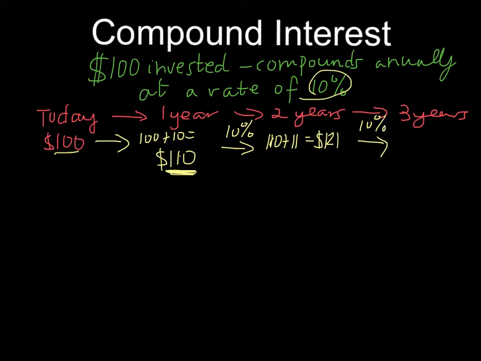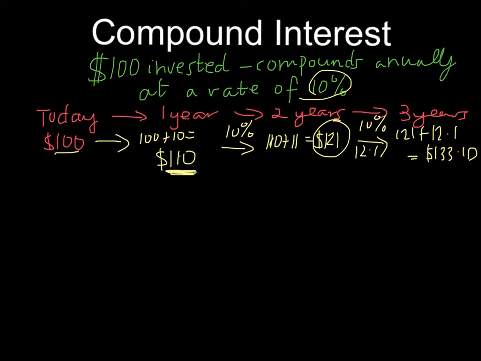Then let's go for a third year. 10% interest on the previous amount. So 10% of 121 is $12.10. So after 3 years, I would have 121 plus $12.10, which would be equal to $133.10. So you can see how I'm starting to earn slightly more interest every year because I'm compounding it, earning interest on my previous amount.